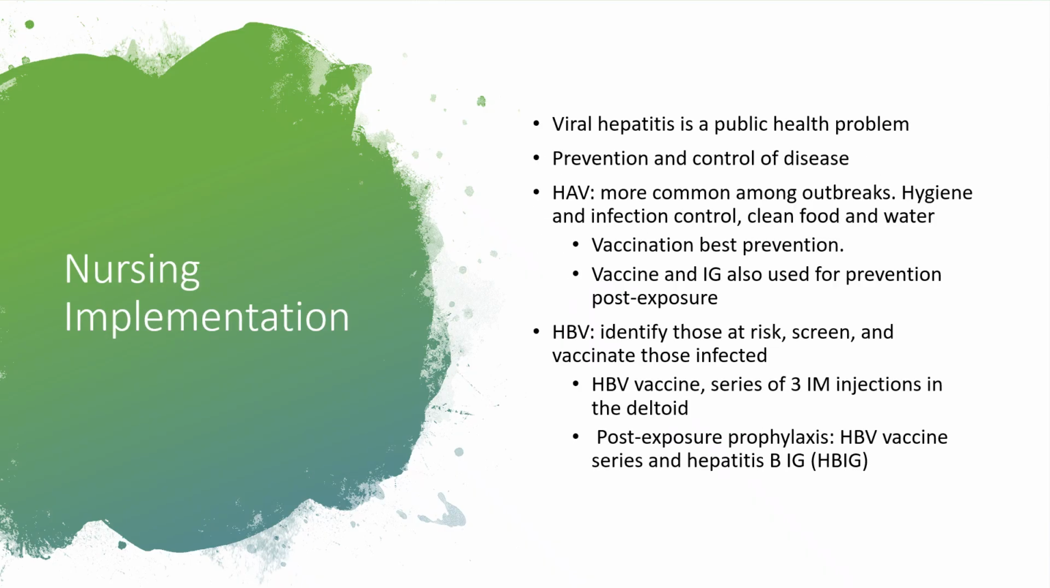Some of our nursing implementation: viral hepatitis is a public health problem, and prevention and control of the disease is what we're looking for. This can be in the form of doing a lot of community talks, going to the populations at greater risk, and providing additional education. For Hep A, it's more common among outbreaks. Hygiene and infection control, clean food and water. Vaccination is the best prevention, and we can give a vaccine, an IG, also used for prevention post exposure.